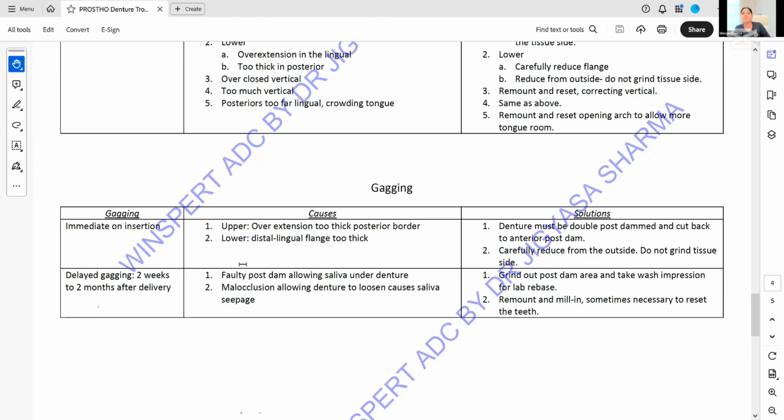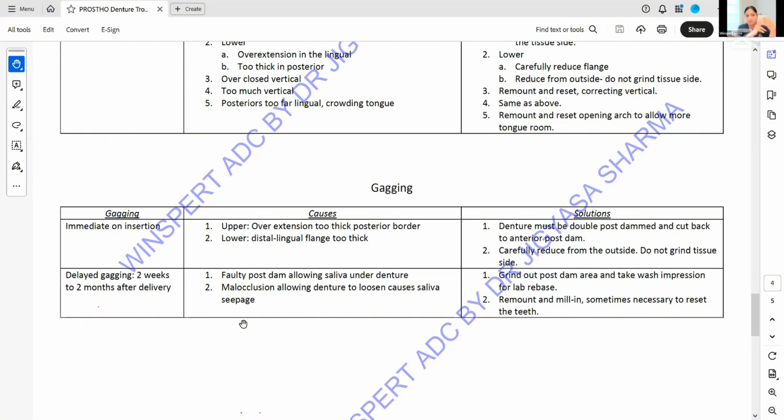But if the gagging is reported a few weeks to months after, a delayed gagging coming from a denture comes from the fact that saliva is pooling under the denture, and a malocclusion is leading to the denture loosening, which again causes saliva to pool under the posterior part of the denture. So that's a delayed gagging. For delayed gagging, you should inspect the post-dam area, whether it's loose or not. And you might have to rebase, add the material there so that saliva doesn't seep in and pool there.